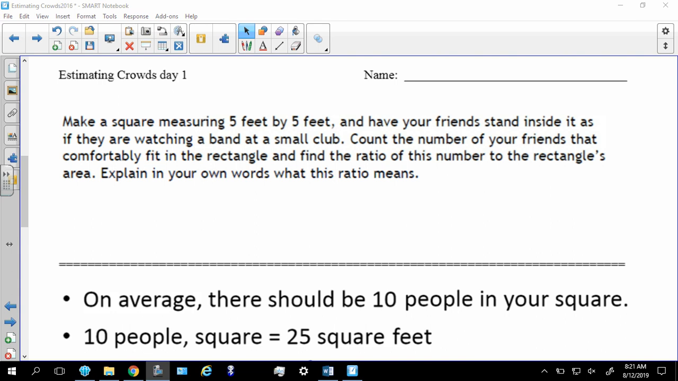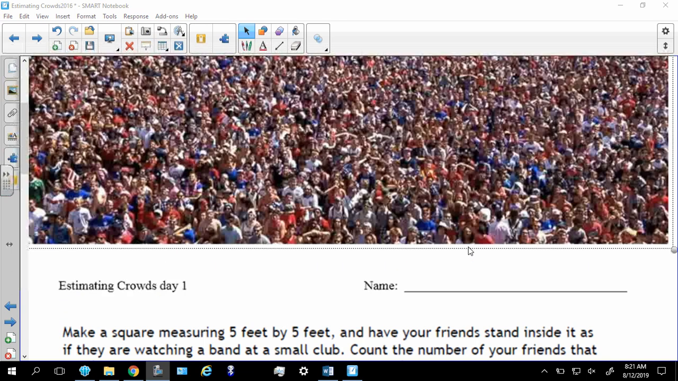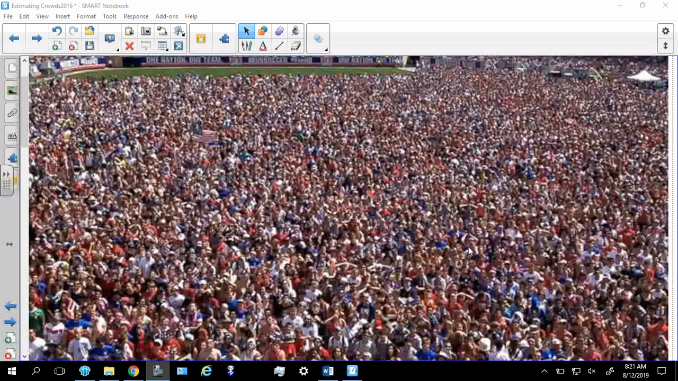Okay, in this video, we're going to be talking about estimating crowds. Now, just to get your mind wrapped around where we're going with this, here's a picture of a crowd. There are a lot of people in this crowd, in fact, probably too many to number. So what we're going to do is estimate everybody that is in this crowd, and we're going to use some basic mathematical principles to get a best guesstimate.